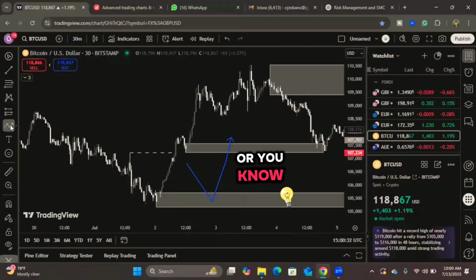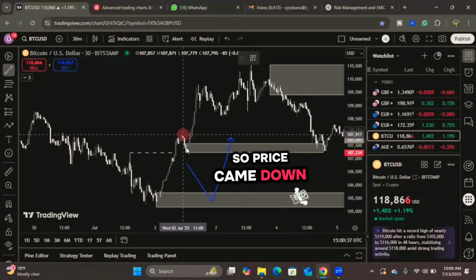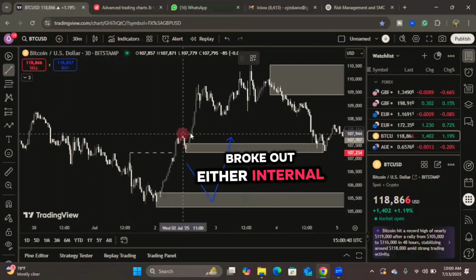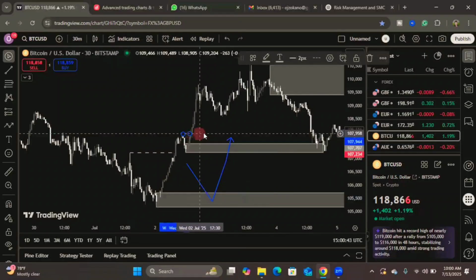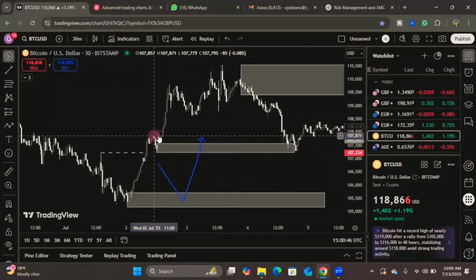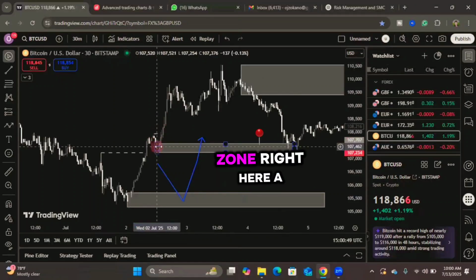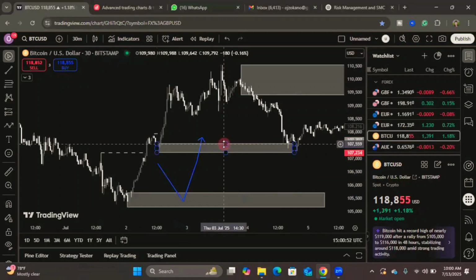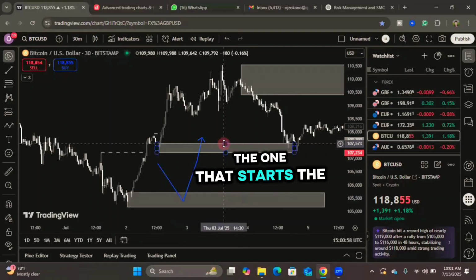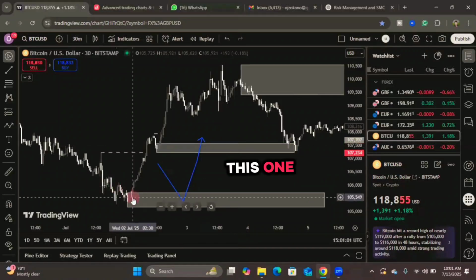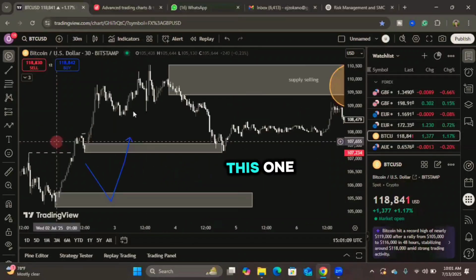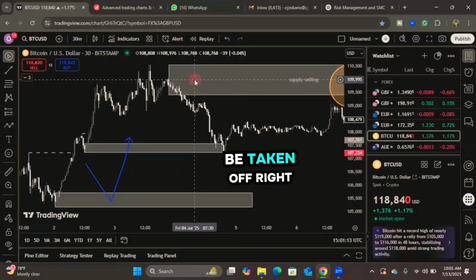And here's another one, guys. Price came down and did the internal break of structure. This was a previous high and it broke through it, making this demand zone right here a strong one. But as I said, the most effective demand or supply zones are the ones that start the trend overall. This one, price comes here, you know it's going to be going up. And the same thing with this one, price comes here, that's going to be taking off.